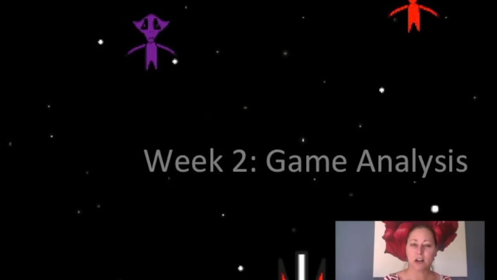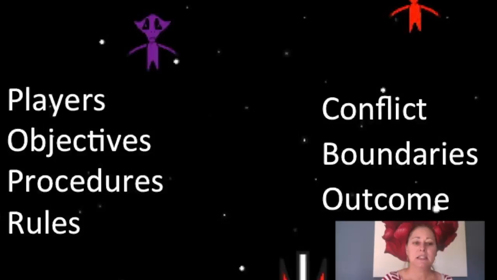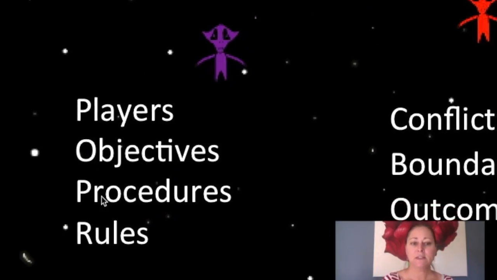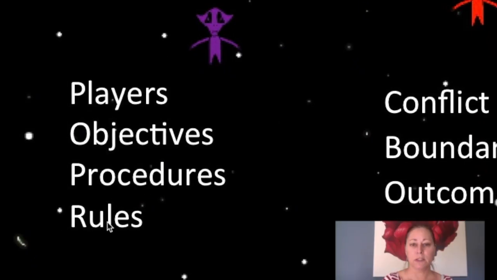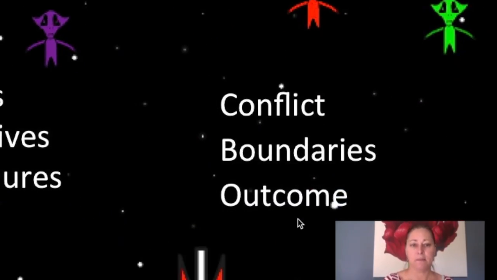And so we're going to start to look at things in the games that we'll play today in class, you'll start to look at them a little bit differently once you really understand what's going on behind the scenes. So the formal elements that we're going to be discussing today are players, objectives, procedures, rules, conflict, boundaries, and outcome.